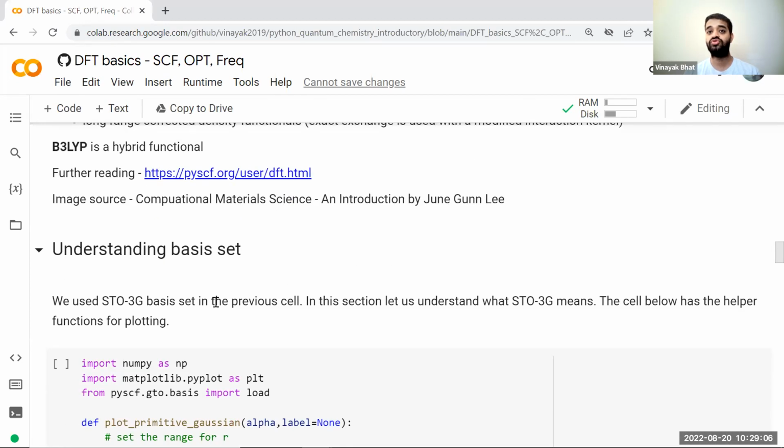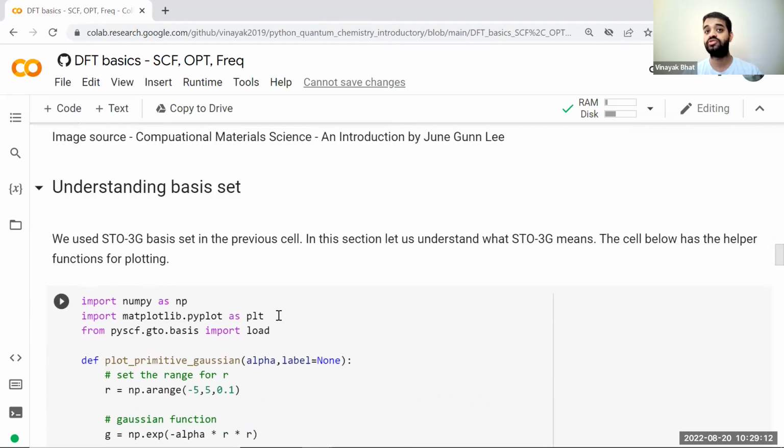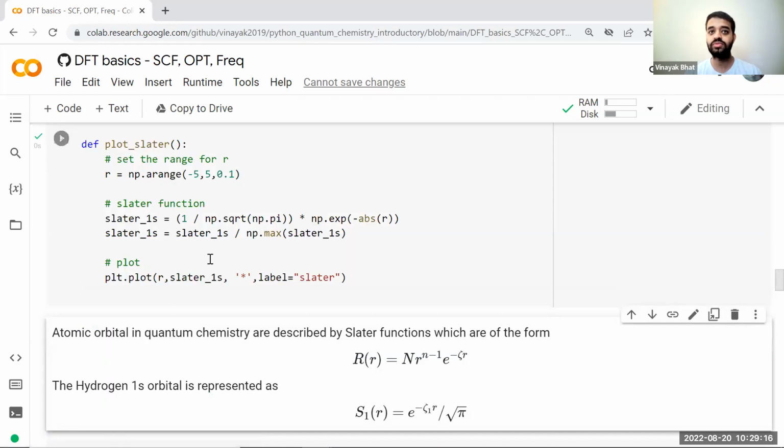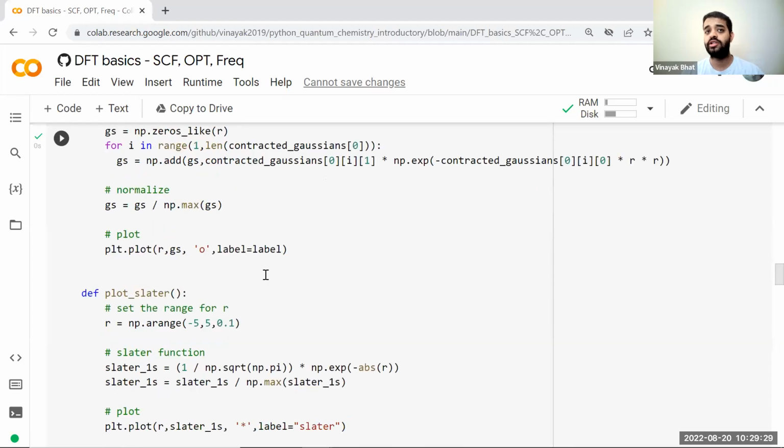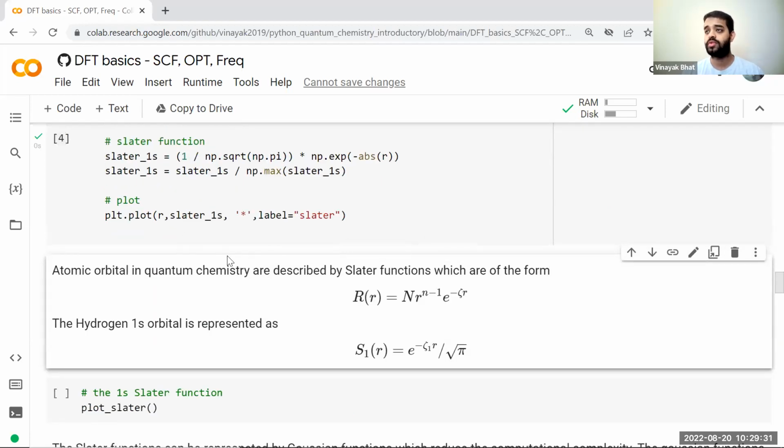Remember we used STO-3G in the cell as the basis. So we'll see what it looks like and what it actually does. If you run this cell, these are some functions for plotting, and we have the Slater function. I'll tell you what those are for 1s and all of that stuff. So you can just run this cell. It won't give you any output.